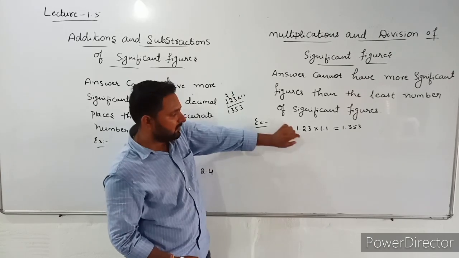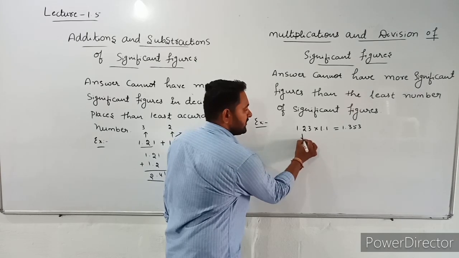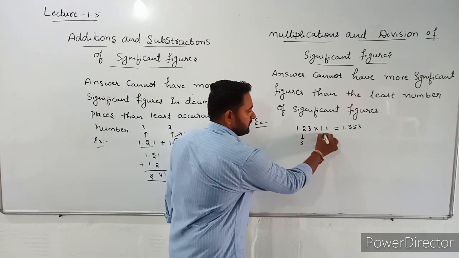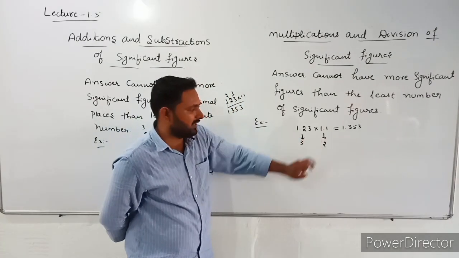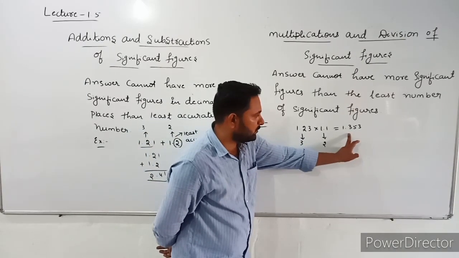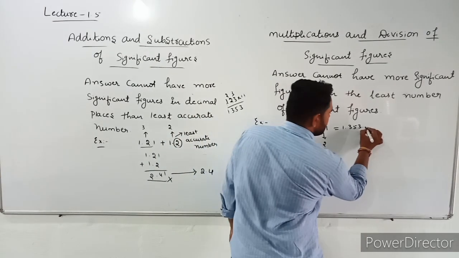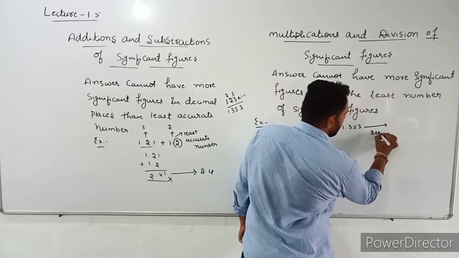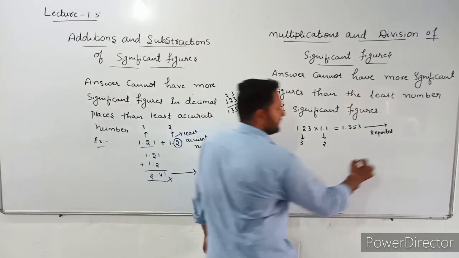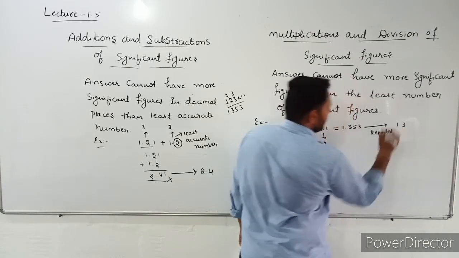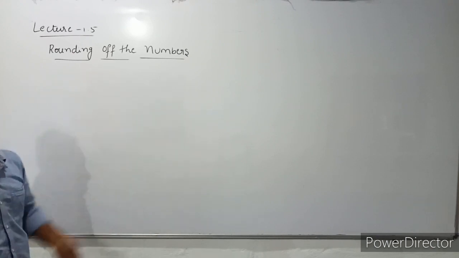So first you check which has the least number of significant figures. In this number, how many significant figures are there? 3. In this, 2. Okay, this is the least number of significant figures. So the answer should be reported only up to 2 significant figures. 1.3. This is correct.